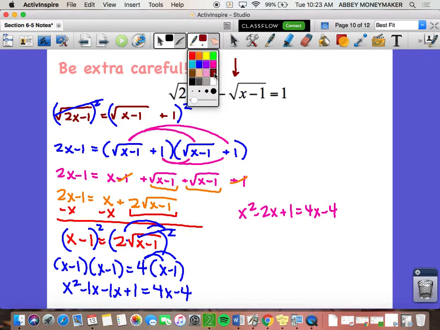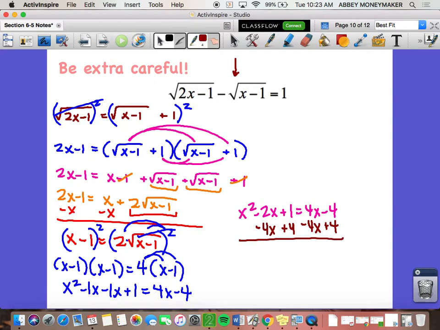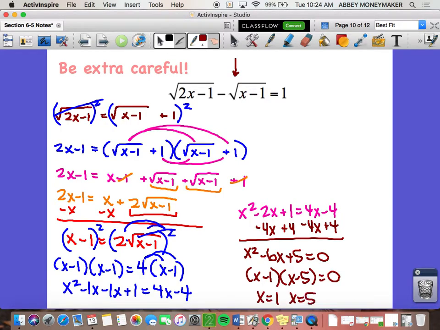So now I just need to get everything equal to 0. So subtract the 4x, add the 4. So we get x squared minus 6x plus 5 is equal to 0. What multiplies to give me 5? Adds to give me negative 6. That's x minus 1 times x minus 5. So that gives me x is equal to 1 and 5.